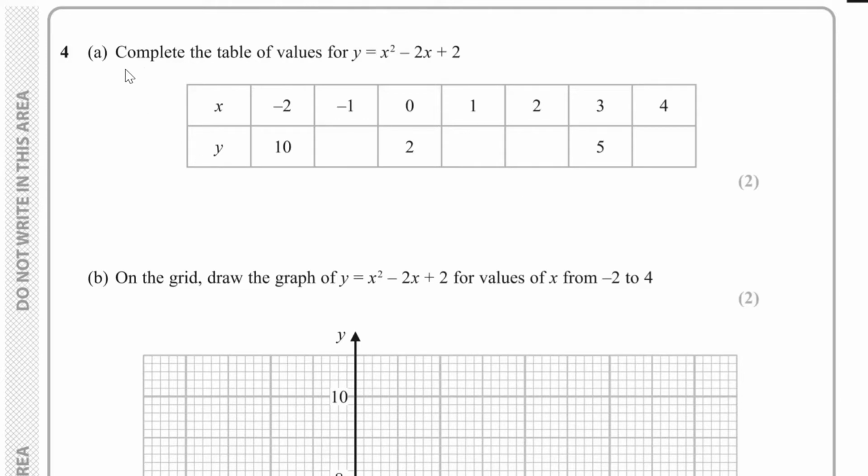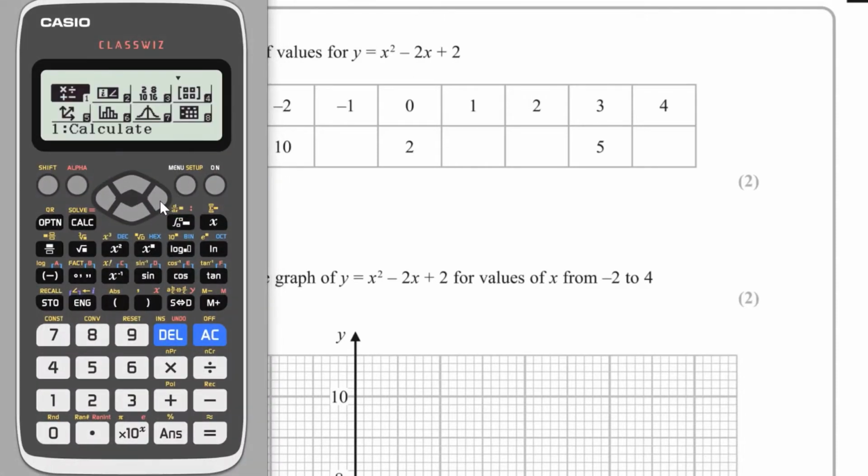Question number 4. For part A, we have to complete the table of values for y equals x squared minus 2x plus 2. Well, we can use the table function on our calculator. If we were to use the table function, we've got x squared subtract 2x plus 2. We are starting at minus 2. We are finishing at 4. We are going up in ones.